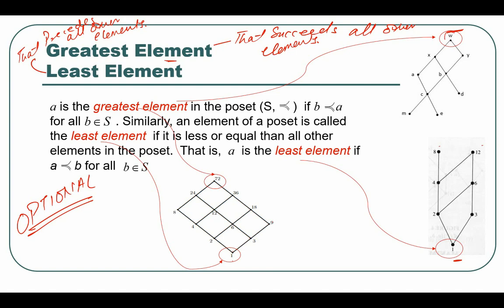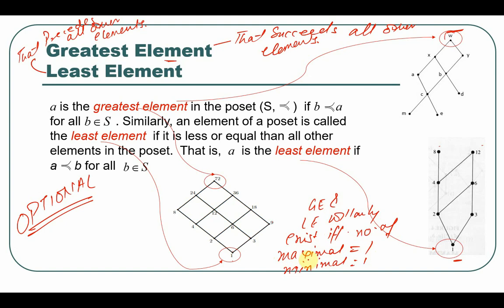So, the point to take away from here is, every poset will definitely have maximal and minimal elements, but it is not necessary that it will have greatest and the least element. Greatest element and least element will only exist if and only if the number of maximal elements is equal to 1 and the number of minimal elements is 1. In this case, the element that is maximal is also the greatest element, and the element that is minimal is also the least element.